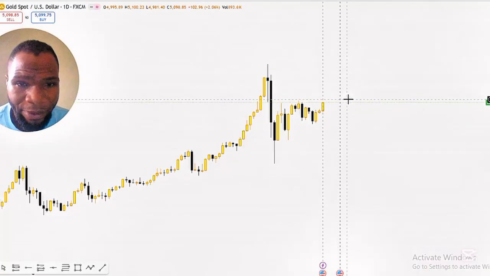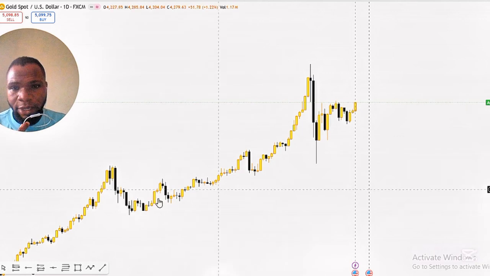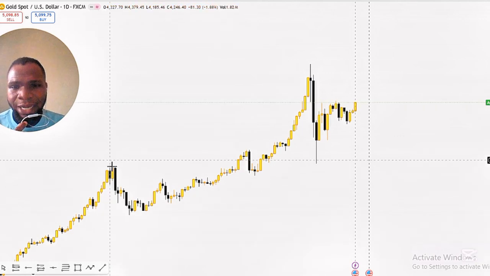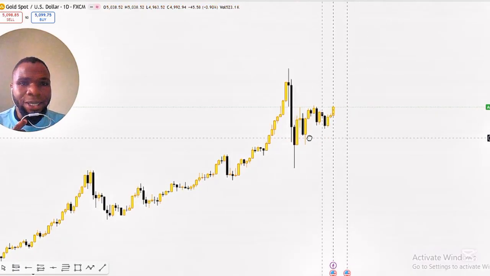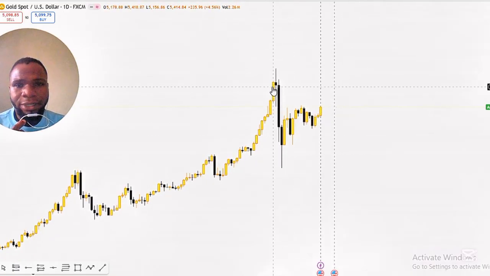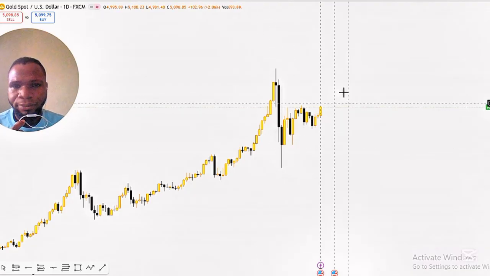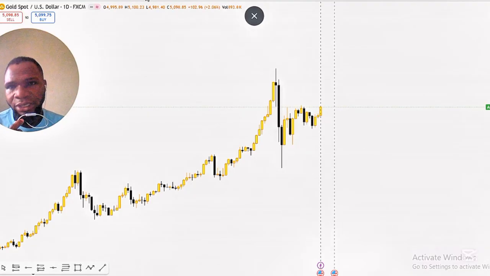So on this daily time frame now, you can see, what do we see here? Market has been pushing up, creating highs, lows, highs, lows, highs, and lows. So currently at this point here, you can clearly see that the market is still on an uptrend move, and at this point here, this market is ranging. So now let's move to the 4 hours.